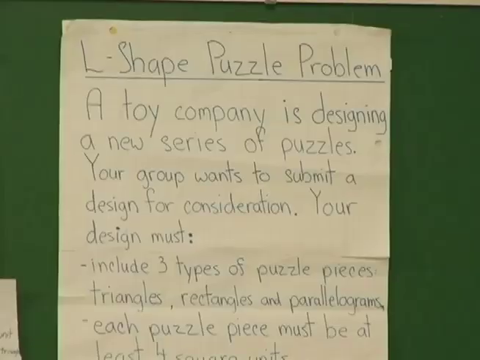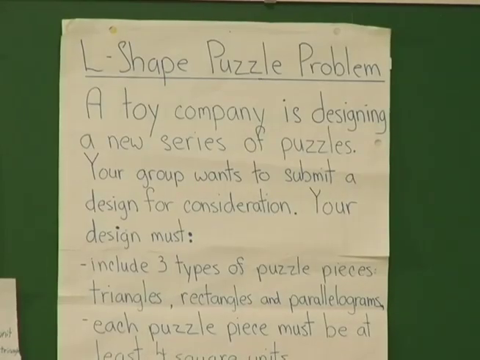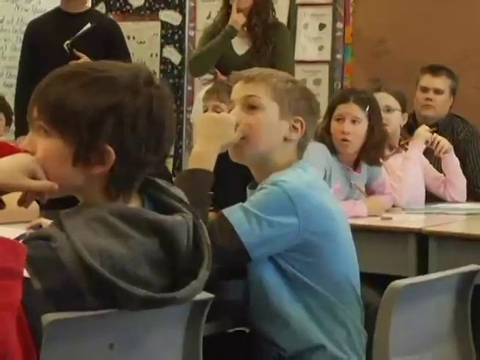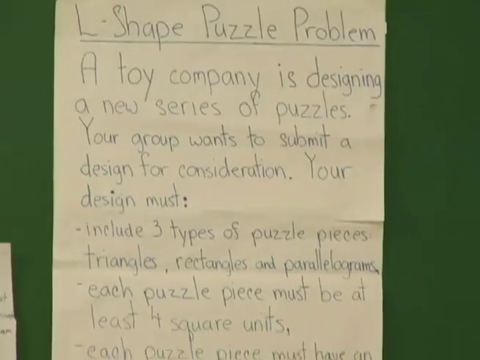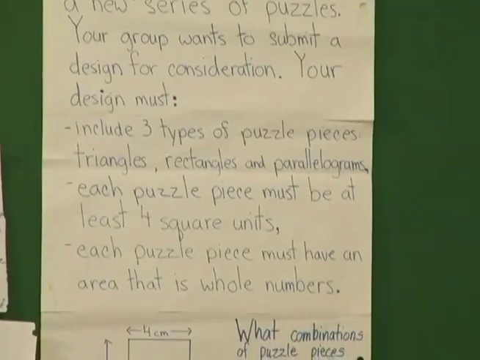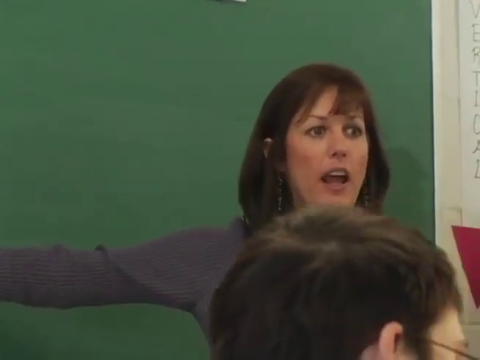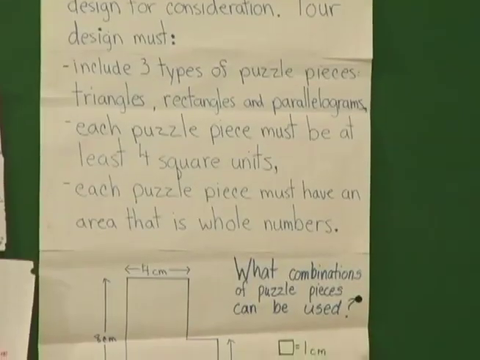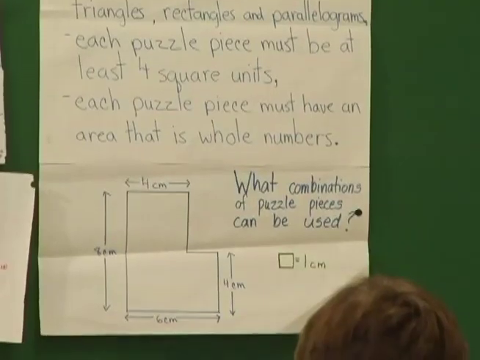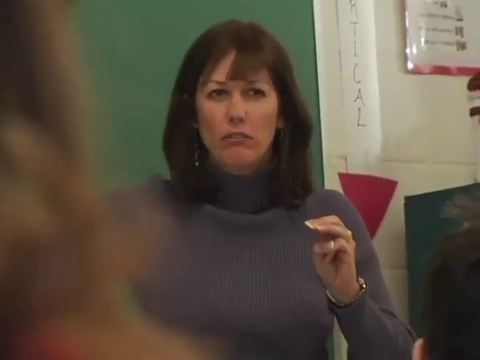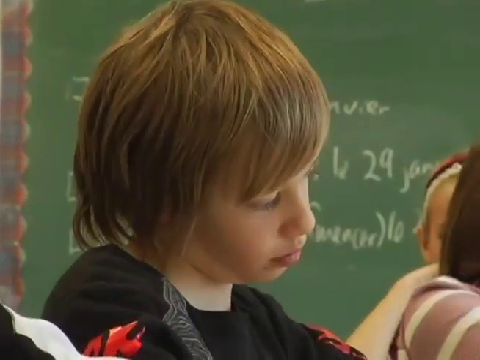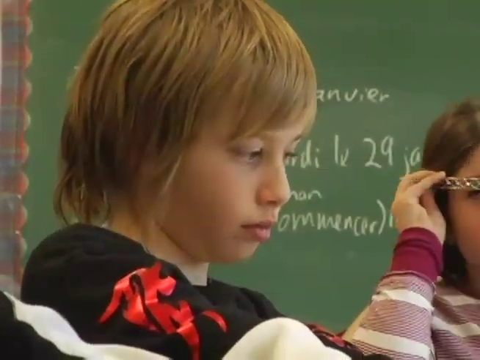Okay, boys and girls, this is the problem we're going to work with today. It's our L-shaped puzzle problem. So you have to consider the following things. Your design has to include 3 types of puzzle pieces. It has to have triangles, it has to have rectangles, and it has to have parallelograms. Okay? And when I say parallelograms, I mean parallelograms that have both acute and obtuse angles in them. So we can't use our square and our rectangle. Okay? Each puzzle piece must be at least 4 square units.